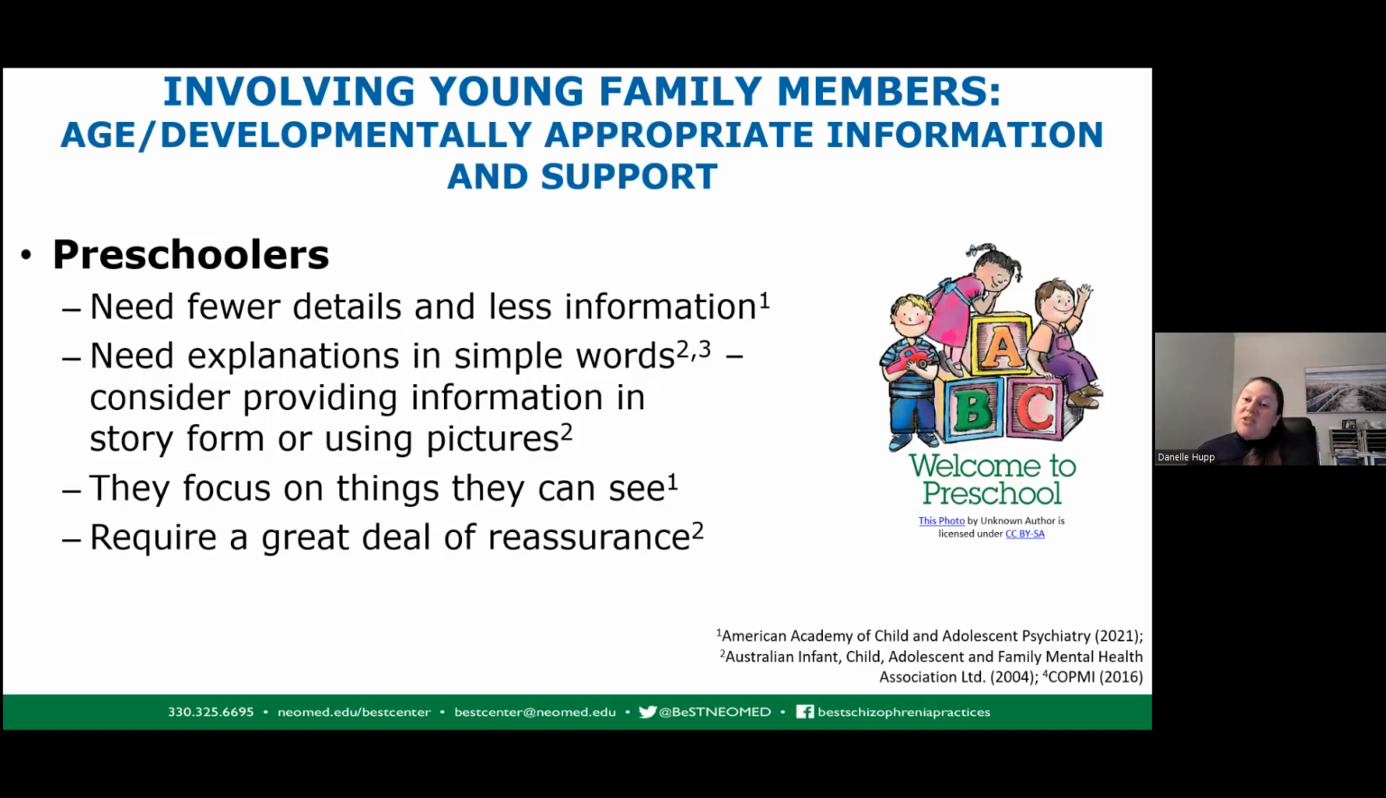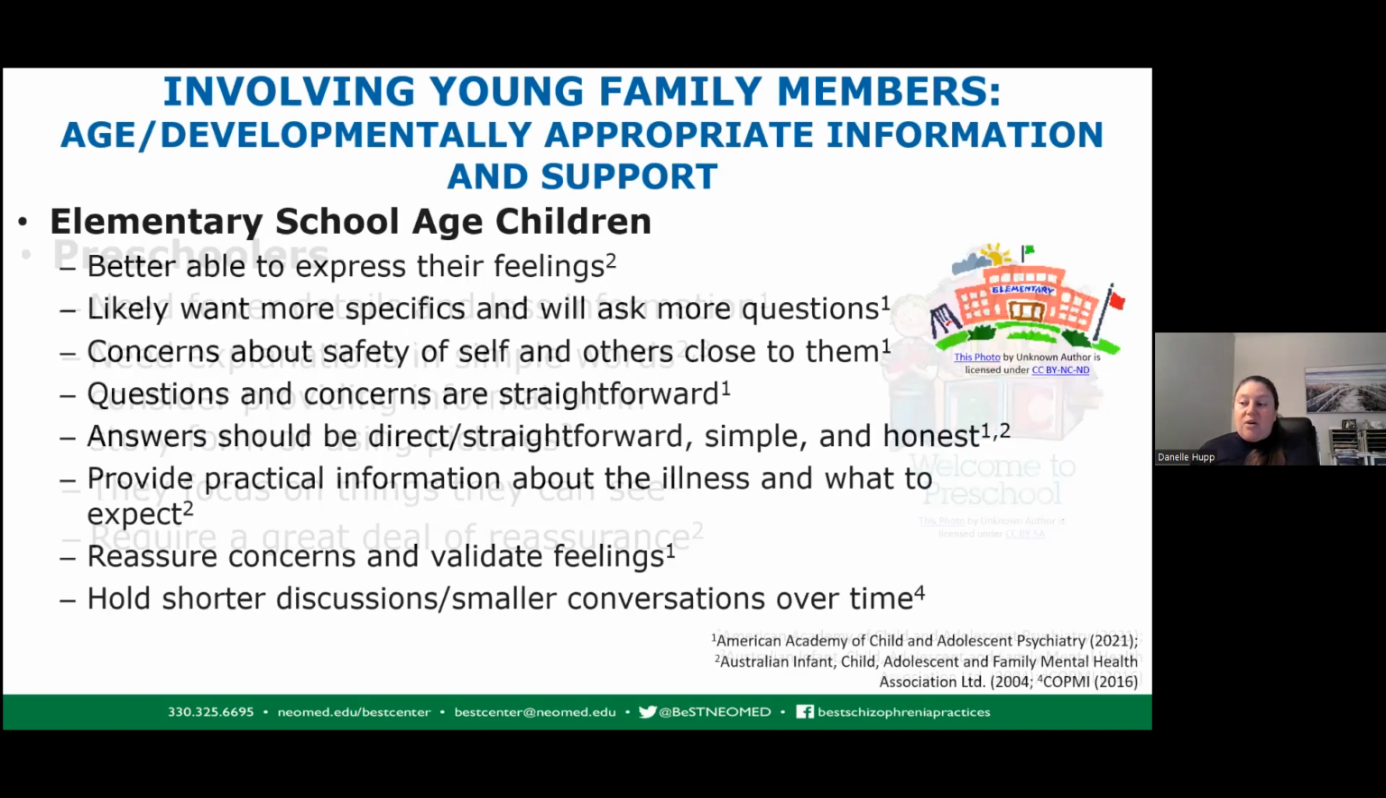But this age, they do require a great deal of reassurance that they're okay, their loved one's okay, their family is okay. When we go a little bit older to that elementary school age, they're a bit better able to express their feelings. And so, they're most likely going to want a few more specifics, and they're going to have a lot more questions, which can really be distressing to adults in the home, including the individuals with whom you work.